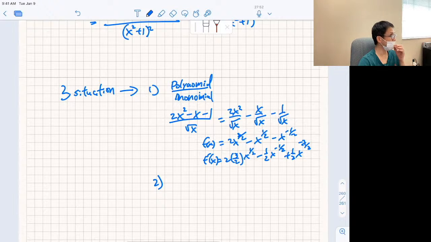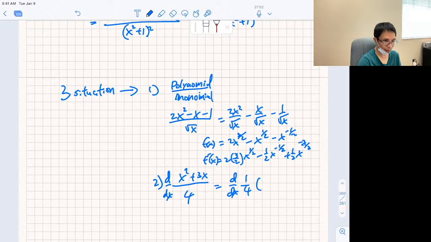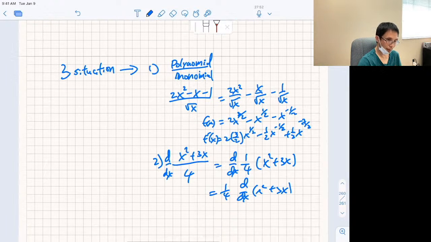The second situation where you want to avoid the quotient rule is when you have a constant on the bottom. Let's say x squared plus 3x over 4. Why would I avoid the quotient rule in this case? Because I can say d/dx of 1/4 times x squared plus 3x. I can do 1/4 in the front and just take d/dx of x squared plus 3x, and that's just going to be 1/4 times 2x plus 3. And that's it. You avoid the quotient rule.